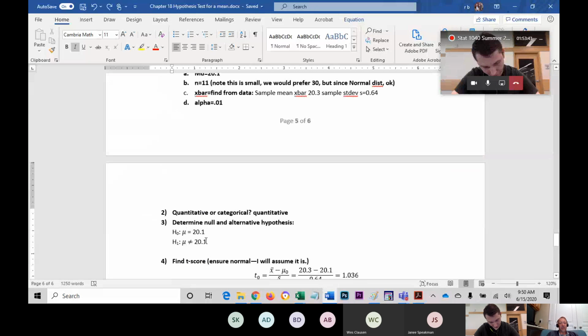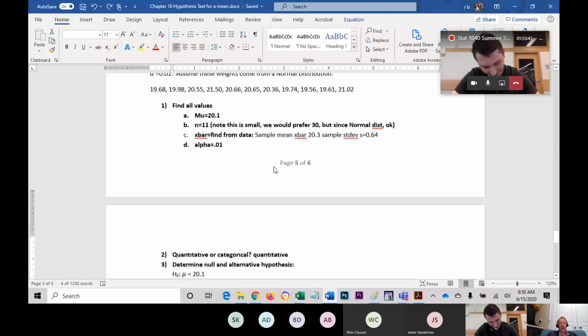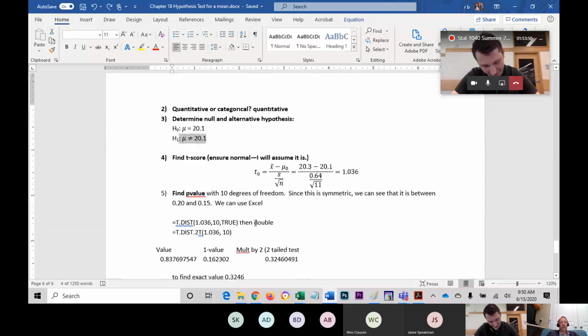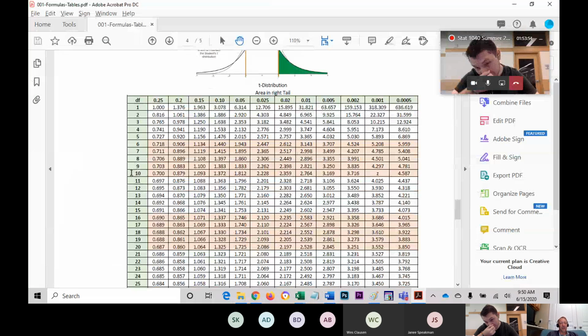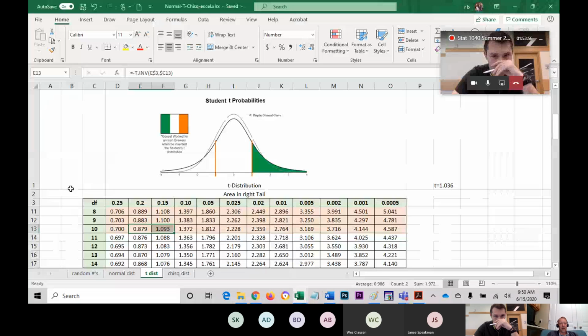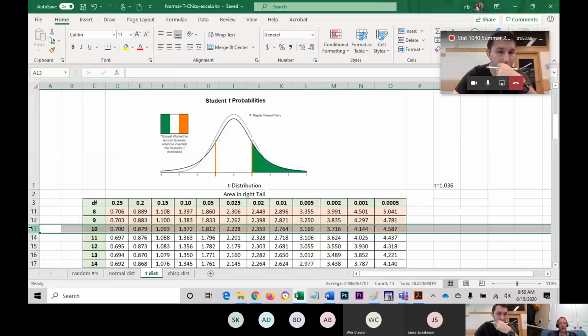Oh, this was a two-sided test. I forgot about that. So now here's the tricky part. This is a two-tailed test. So we're looking, here, let me go back to here. So we're looking at 10 degrees of freedom.